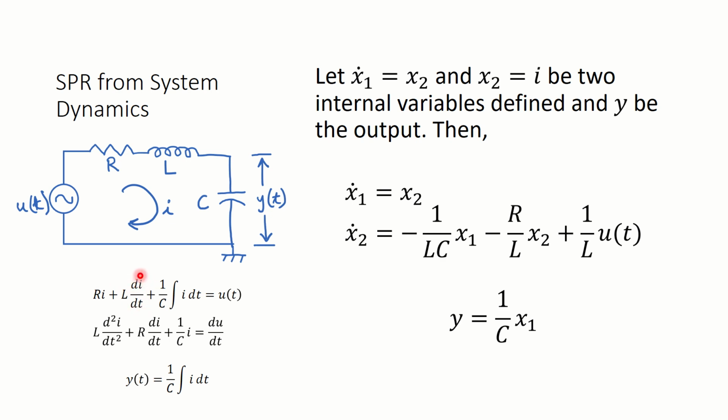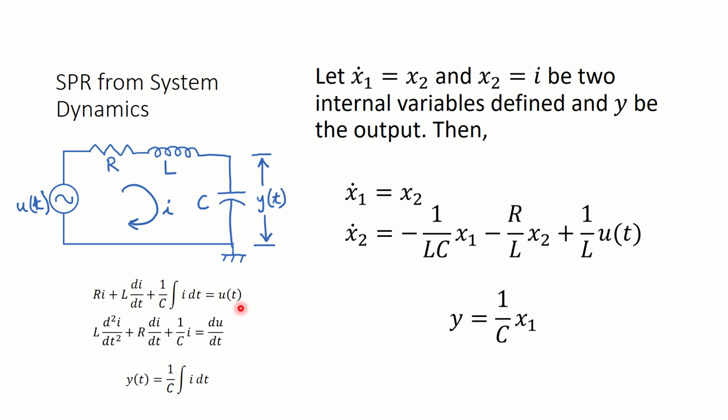So now from this equation and this definition we are writing down the state space relation. So x1 dot is x2, that is already defined. And x2 dot becoming I dot, so x2 dot is di/dt. We take di/dt on one side and take all the other terms on the other side, and observe that I is x2 and integration of I dt is x1. We also divide by L on the right hand side, so we get this expression.